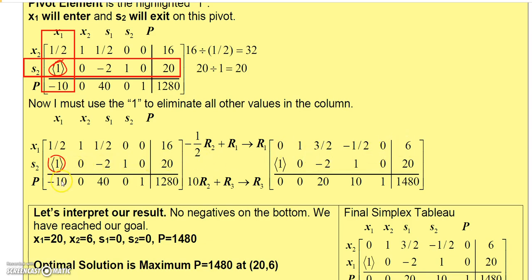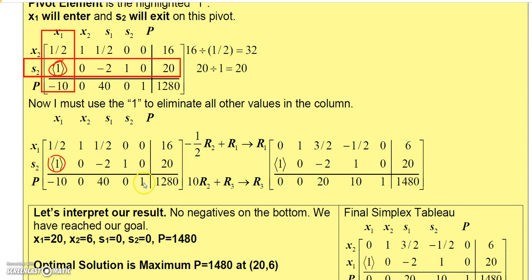Now we also have to get rid of this negative 10, so we have to multiply this row by 10 and add it to row 3. So 10 times row 2 plus row 3. Well, 10 times 1 is 10 plus negative 10 is 0. 10 times 0 plus 0 is 0. 10 times negative 2 is negative 20. Negative 20 plus 40 is 20. 10 times 1 is 10 plus 0 gives me 10.